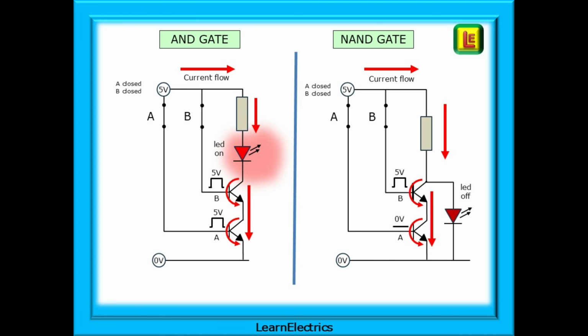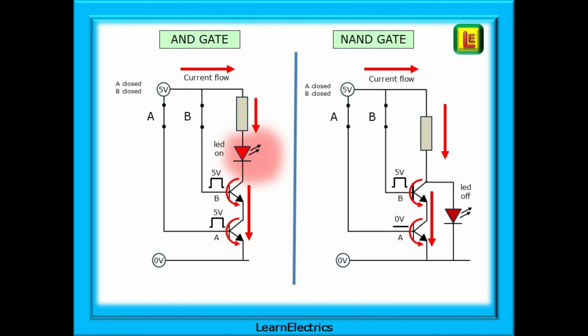The current that was flowing through the LED now sees a much lower resistance available and diverts away from the light emitting diode and through the transistors. Robbed of sufficient current to remain illuminated, the LED goes out, a 0 signal.